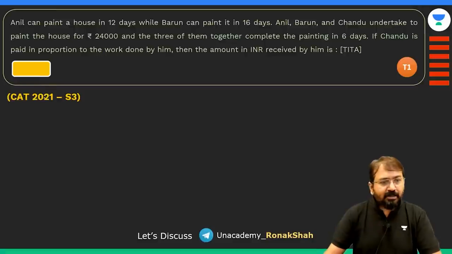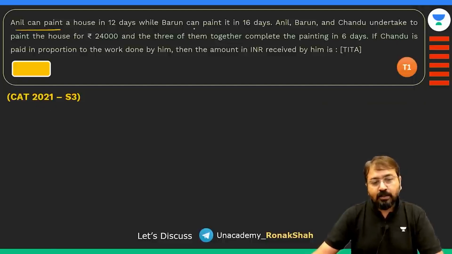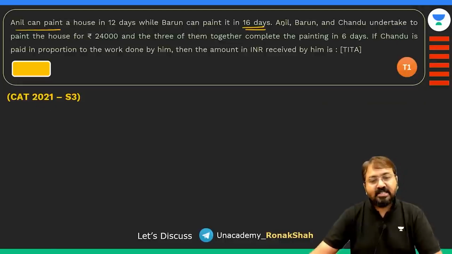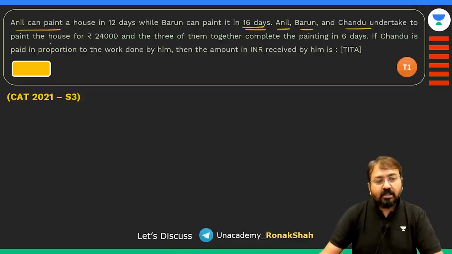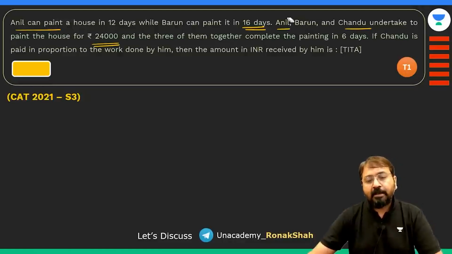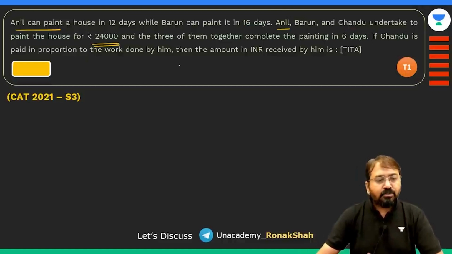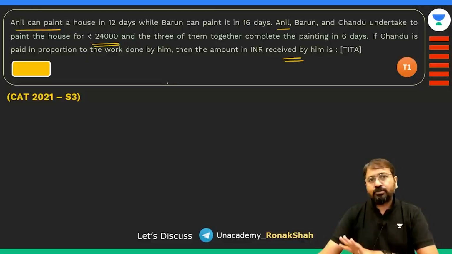In this question, this is once again CAT 21 slot 3, but a very easy question. Anil can paint a house in 12 days while Barun can paint a house in 16 days. Anil, Barun and Chandu undertook the paint work for 24,000 rupees and the three of them together complete the painting in 6 days. And if Chandu is paid in proportion to the work, then the amount received by Chandu is. So we need to find out Chandu's amount.